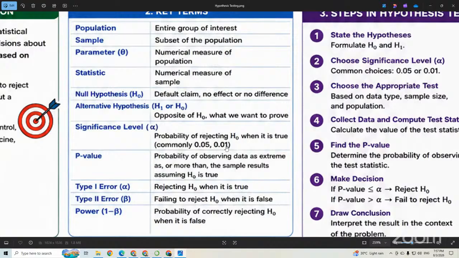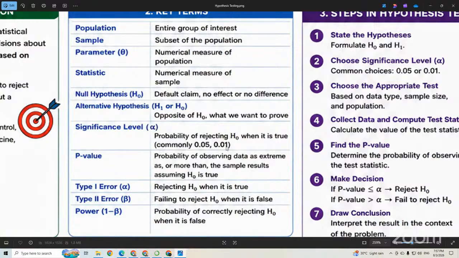And the most important parameter is the p-value. On the basis of the two values, alpha and the p-value, we will decide whether to reject or fail to reject. The p-value is the probability of observing data as extreme or more extreme than the sample result, assuming H0 is true. And there will be two types of error.